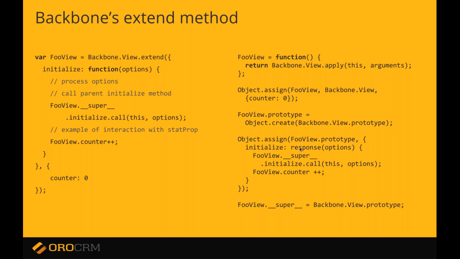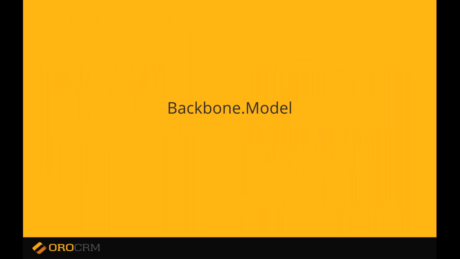So once the initialize method is invoked. On the right side, you can see what steps Backbone takes in order to create an extension of FooView. On the left side, I think the code is a bit neater, and it's easier to read than on the right side.